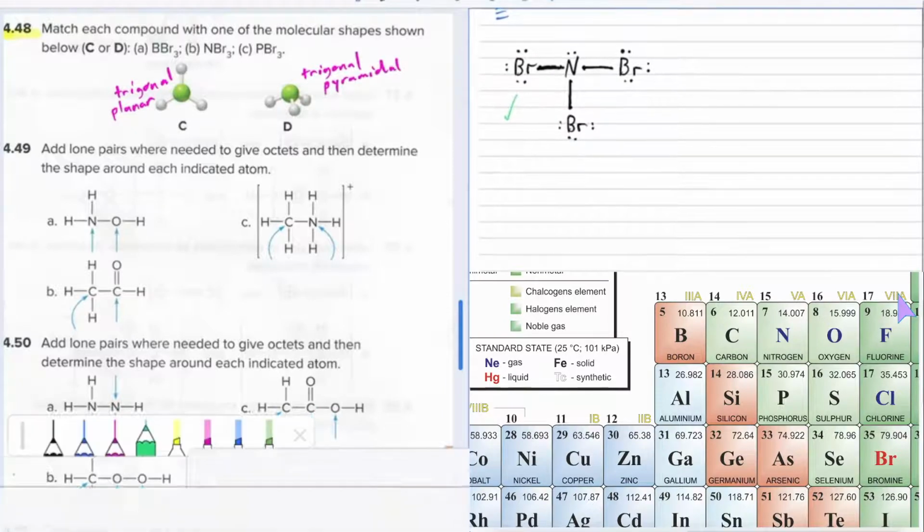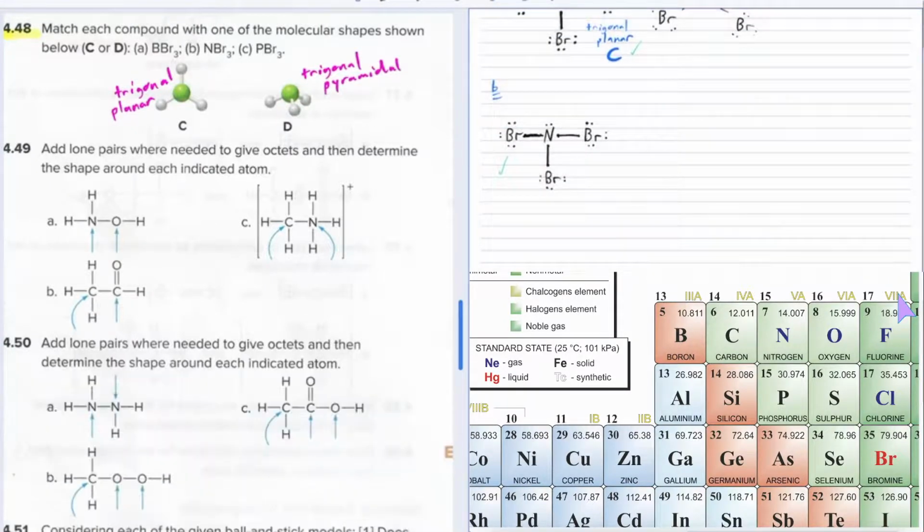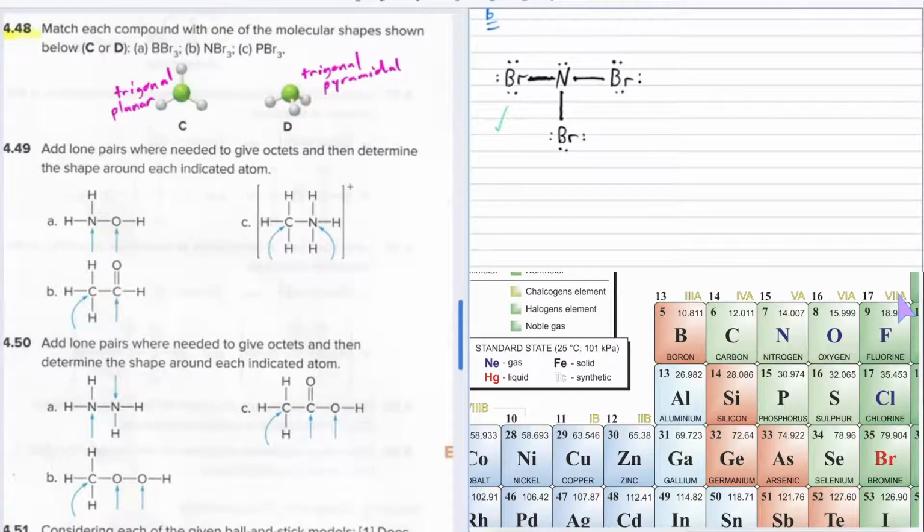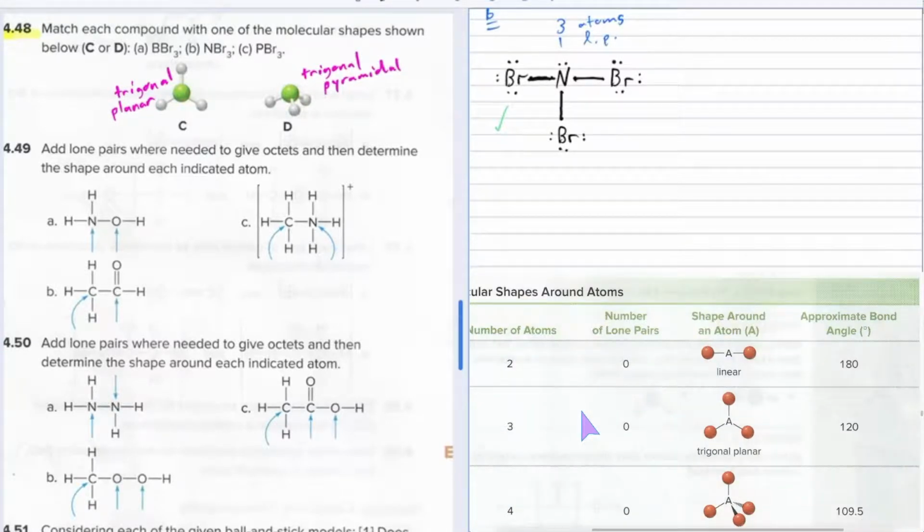Now that we have the Lewis structure, what is the shape? So you look at the central atom, you count how many other atoms it is attached to. So I see three atoms. But this time there's one lone pair. So you count how many atoms and how many lone pairs on the central atom. So I count one lone pair. So going back to that table again. So three atoms, one lone pair.